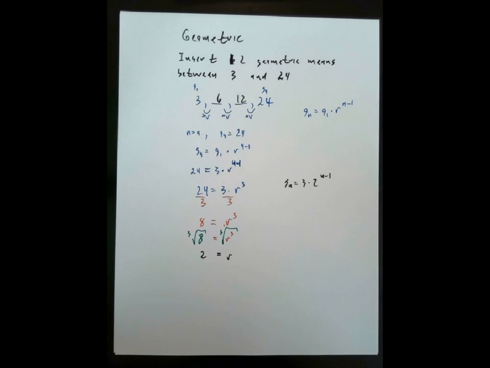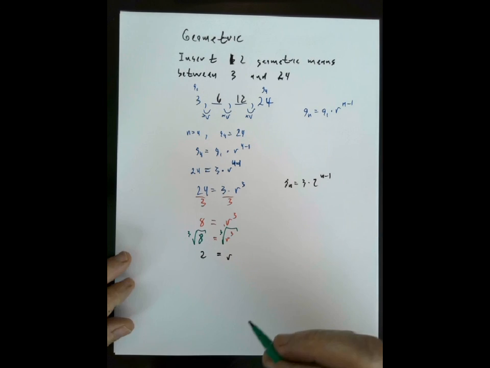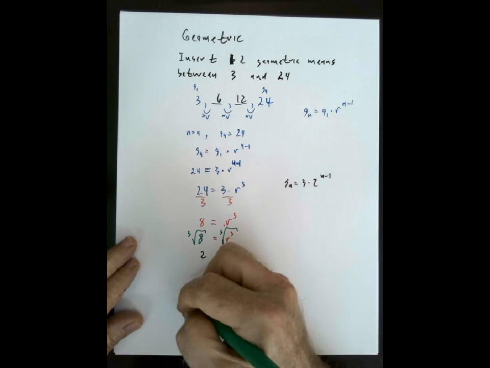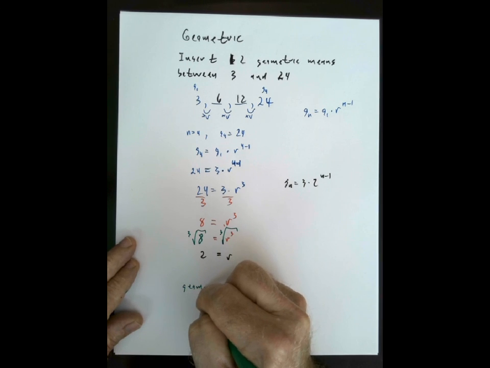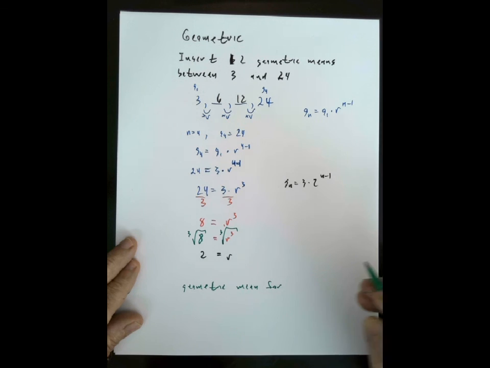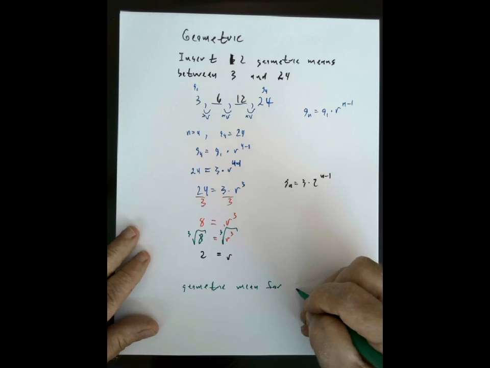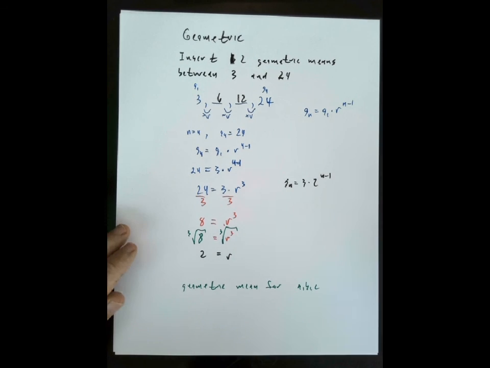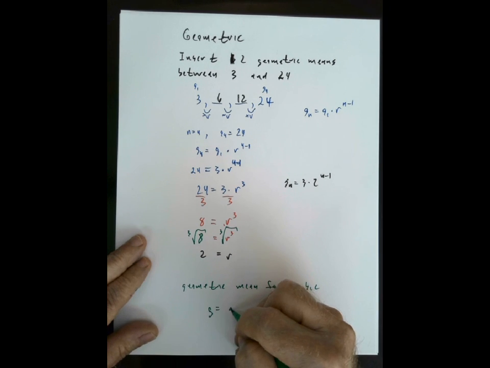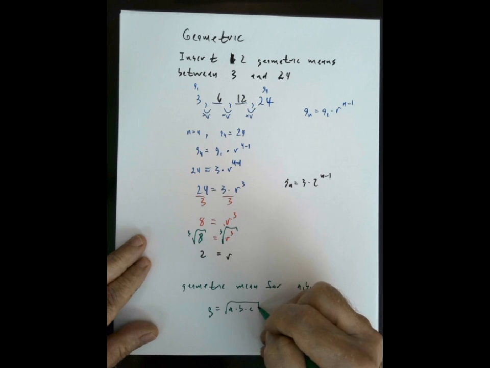Okay? Now, what is a geometric mean? Well, a geometric mean for our purposes, formula looks like this. The geometric mean for, say, three numbers, A, B, and C, would be G, the geometric mean, would be the cube root of A times B times C.